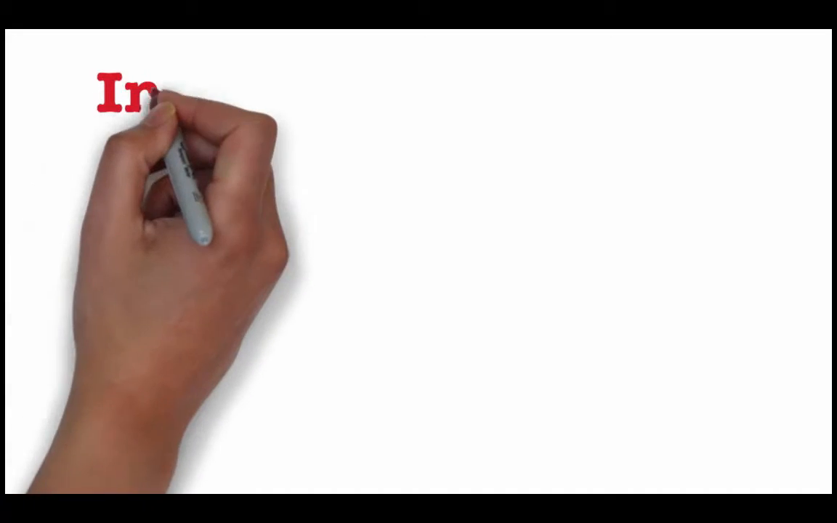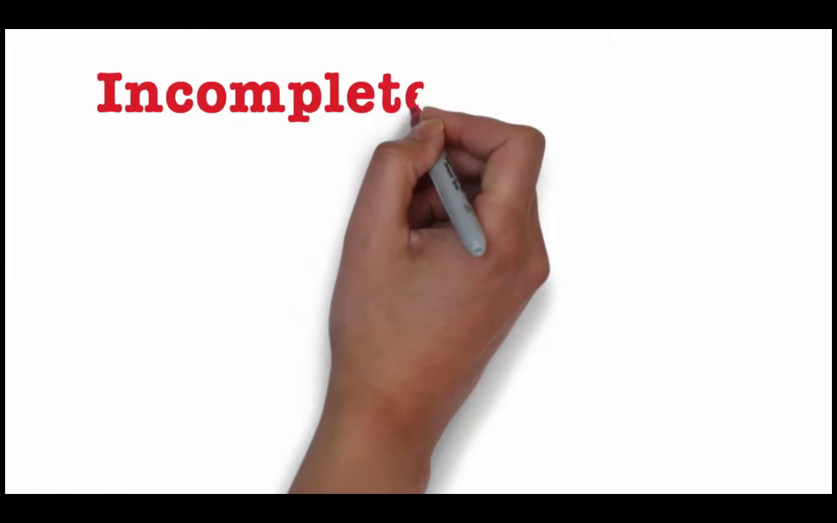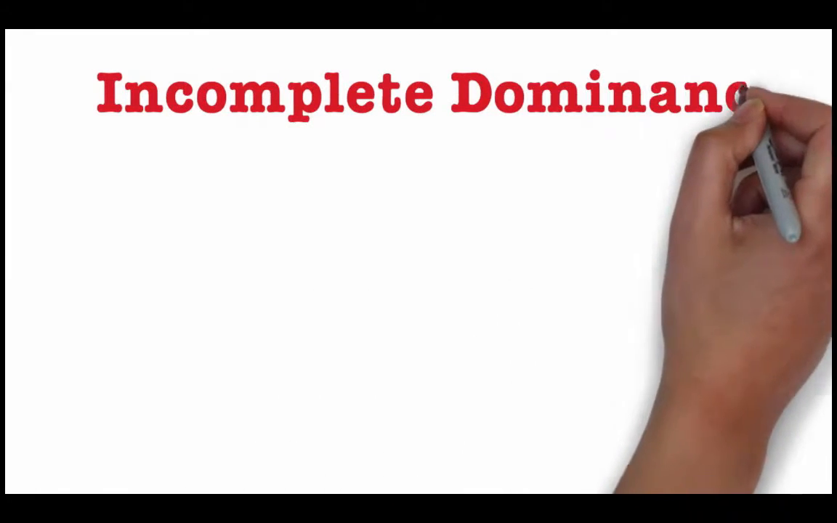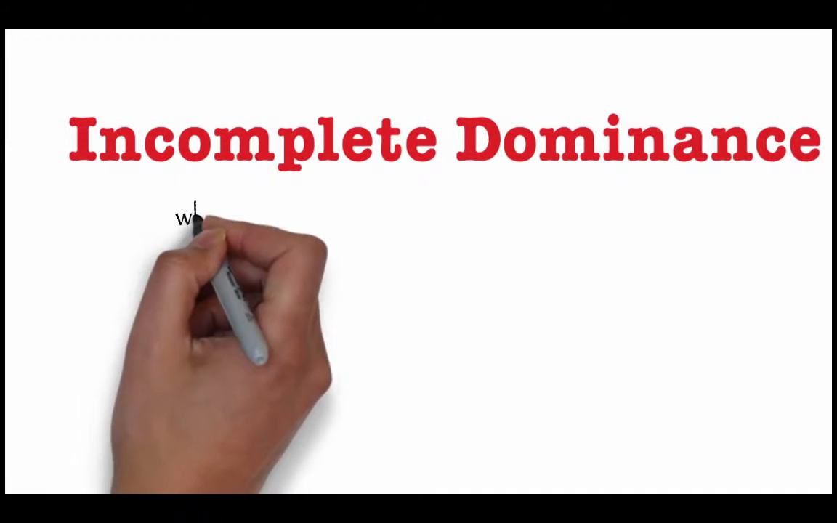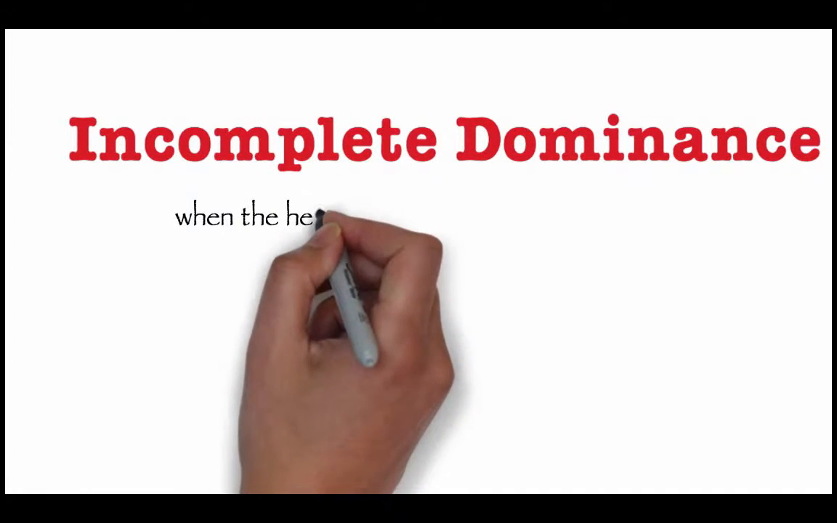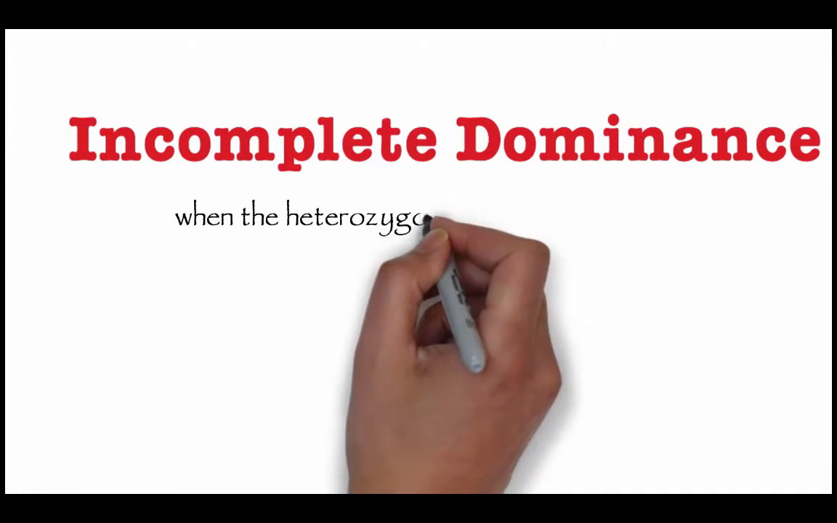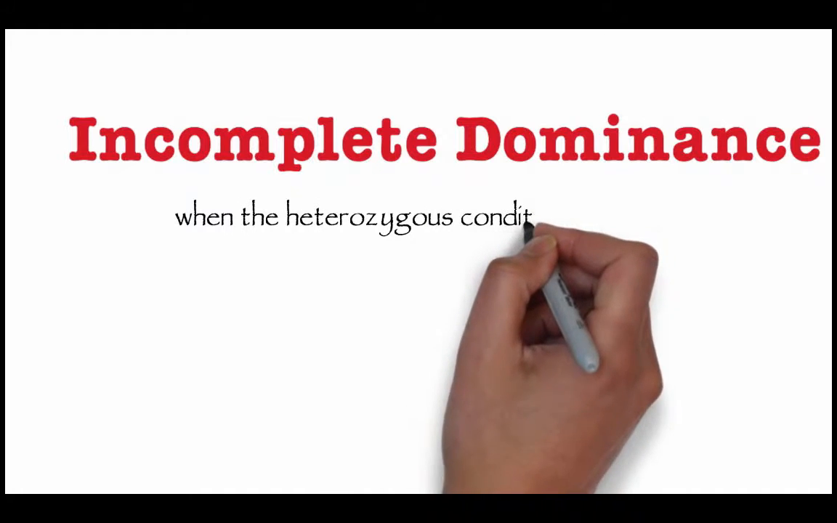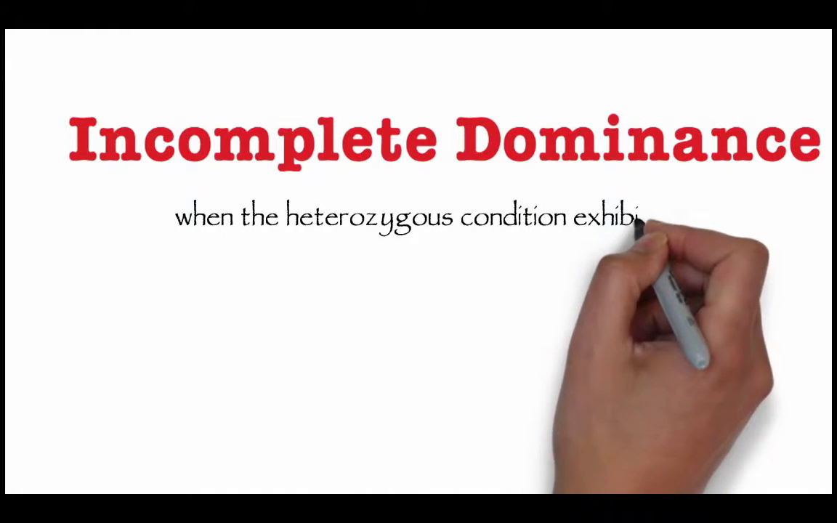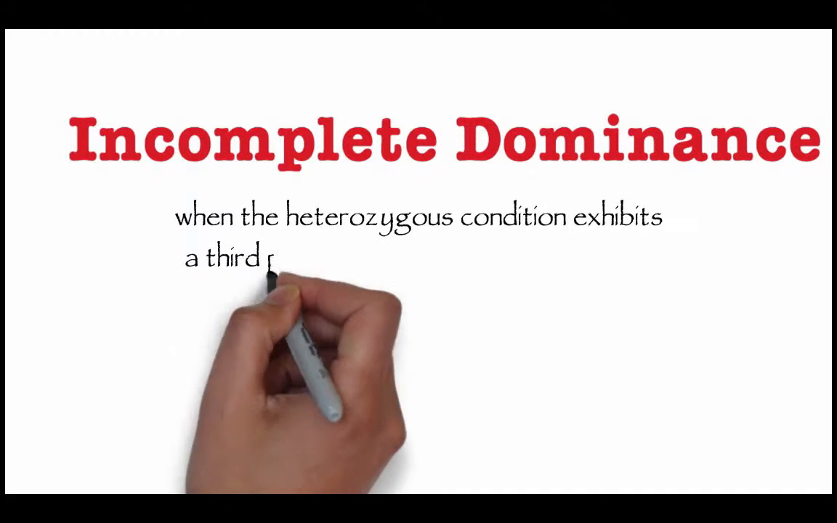First, let's take a look at incomplete dominance. Incomplete dominance is when the heterozygous individual exhibits a third phenotype that's in between the two homozygous phenotypes.